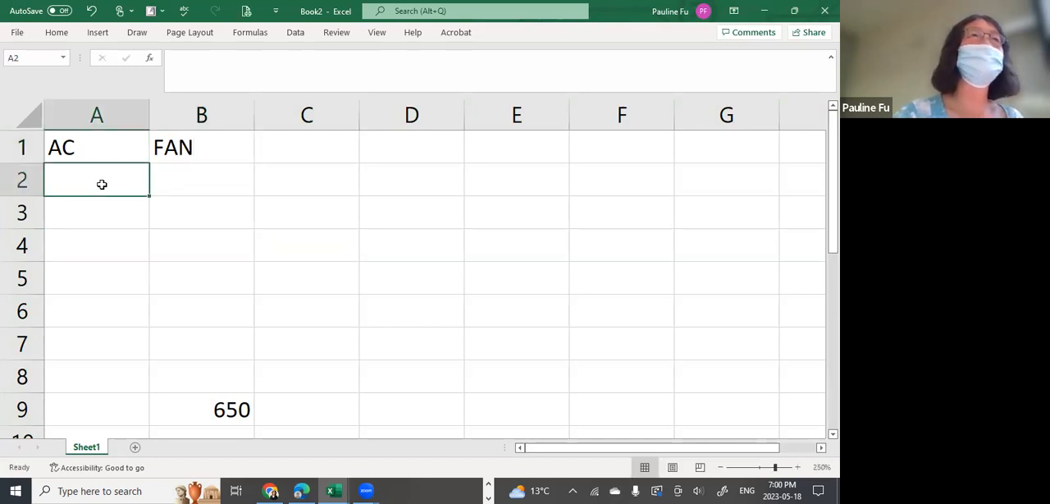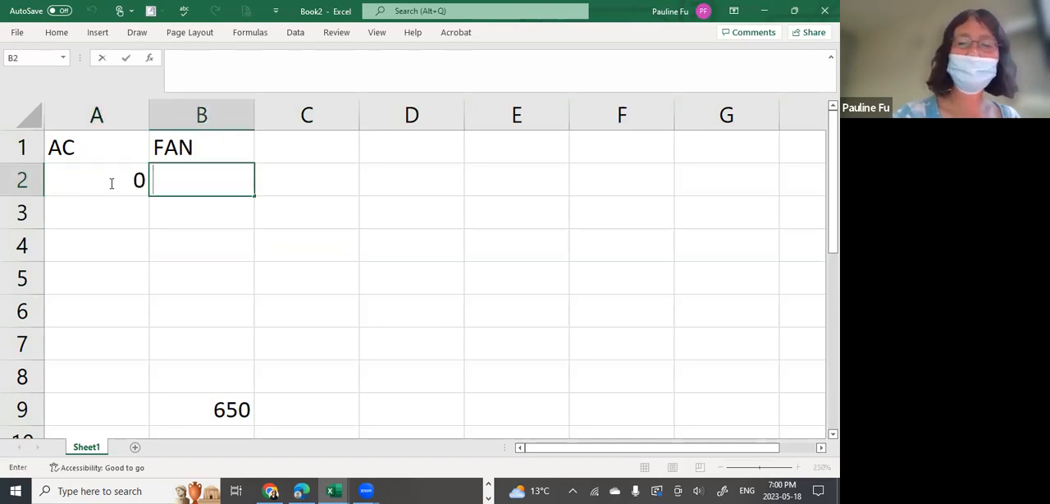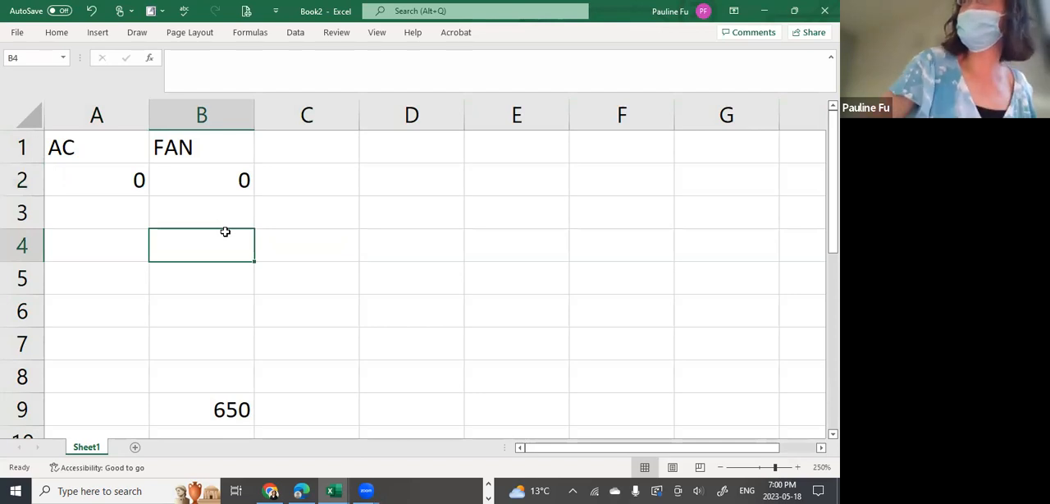How many air conditioners? I don't know. I just say maybe zero. How many fans? I don't know. Just say zero. Those numbers will be changed. The computer will automatically give me the numbers. For now, I just give them zero.